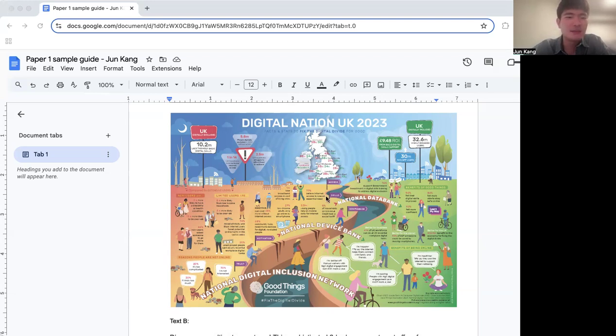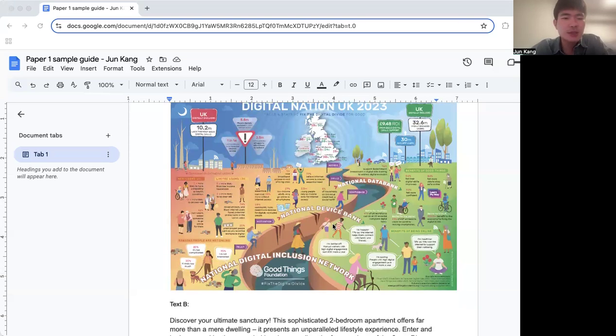And visuals such as arrows here, stick figures here, and a color-coded UK map here, all these create a layout that is accessible, that guides the reader's eye, right? So, okay, I'm supposed to follow these series of information.